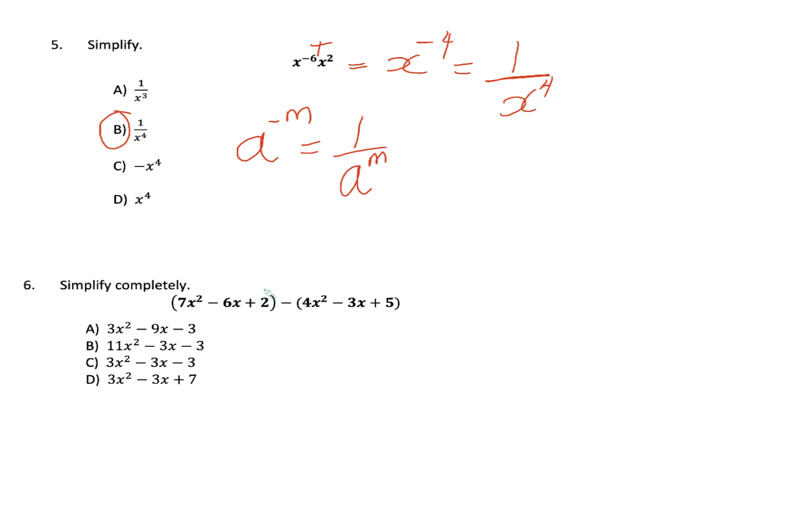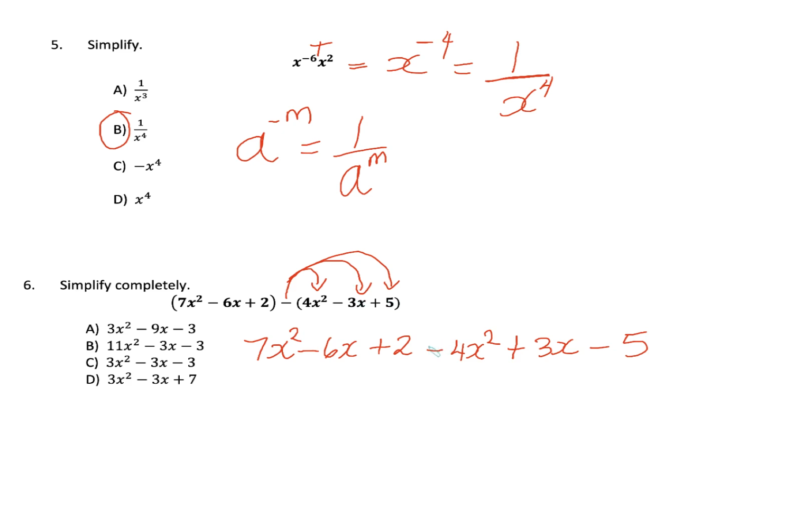Here we're subtracting polynomials. So when you're subtracting polynomials, the first thing you do is you keep your first parentheses. So I'm going to keep 7x squared minus 6x plus 2. Your next step is you're going to distribute the negative within the second parentheses. So the negative with the 4x squared becomes negative 4x squared. The negative with the negative 3x becomes a positive 3x. And the negative with the 5 becomes a negative 5. And then you're going to combine like terms.